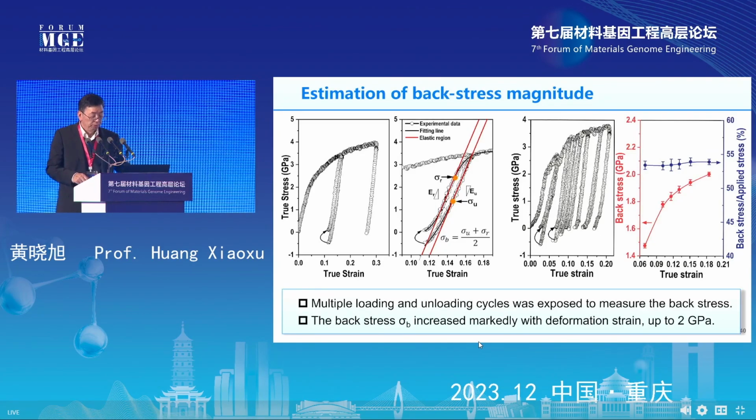We found the back stress during this tiny sample deformation. Although it is a kind of bulk 3D shape, it's really small. But anyway, the point here is the back stress built up to 2 gigapascals, very high actually. And what does this mean?